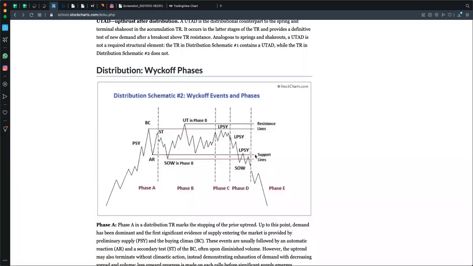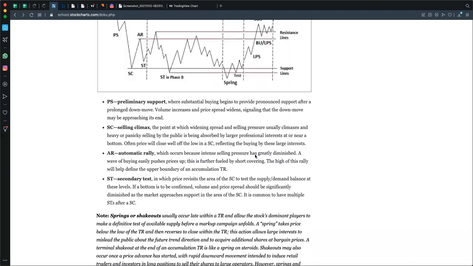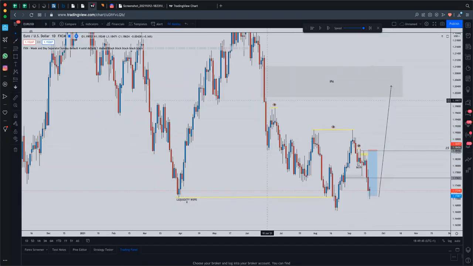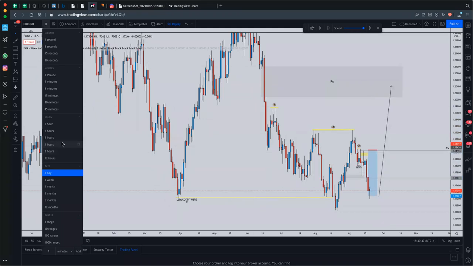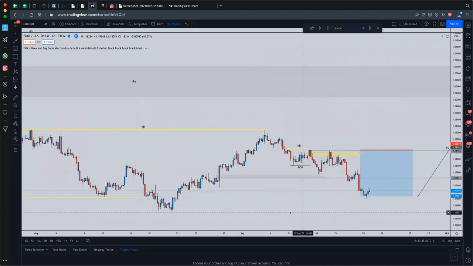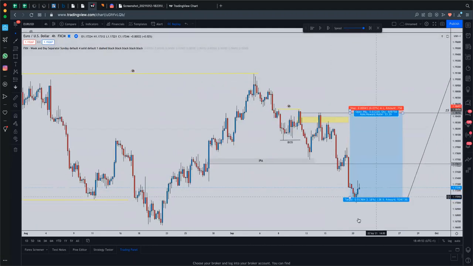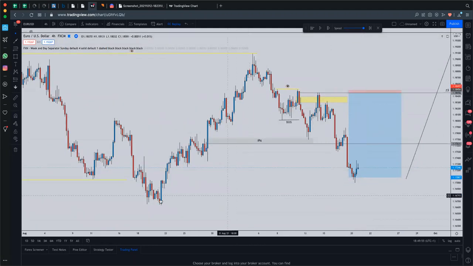So let's go back into this. ST phase B spring test. And that's what I'm looking for now. I'm looking for that move. But did it happen? No. Did I enter? No. Why? I didn't see the price action I needed to see. I needed to see forms of accumulation in this region. And we also had this candle here, which I was thinking maybe could be the last resort.